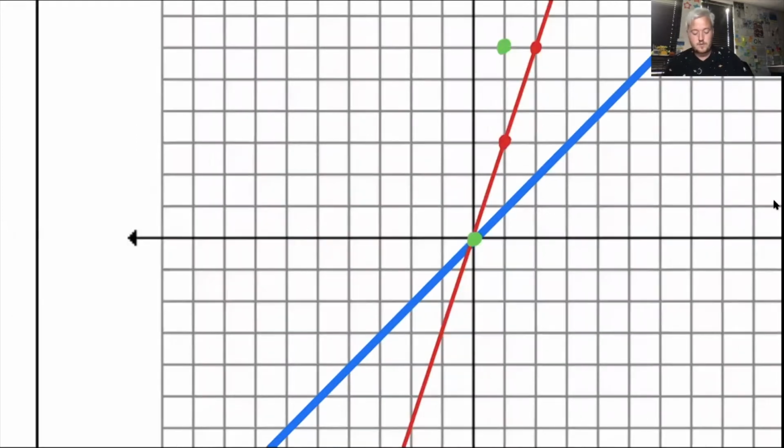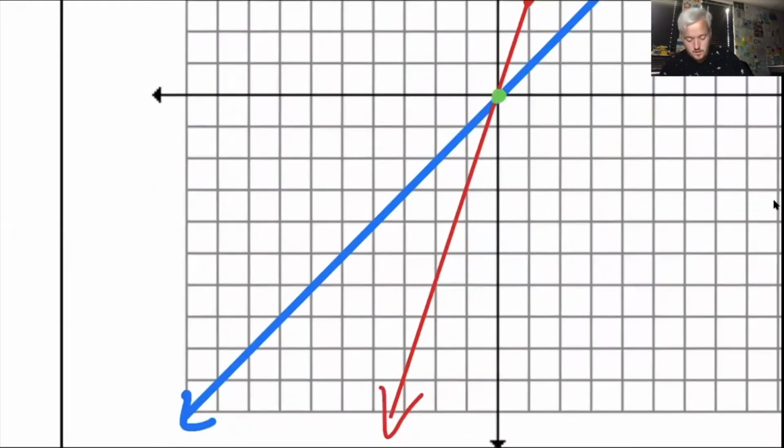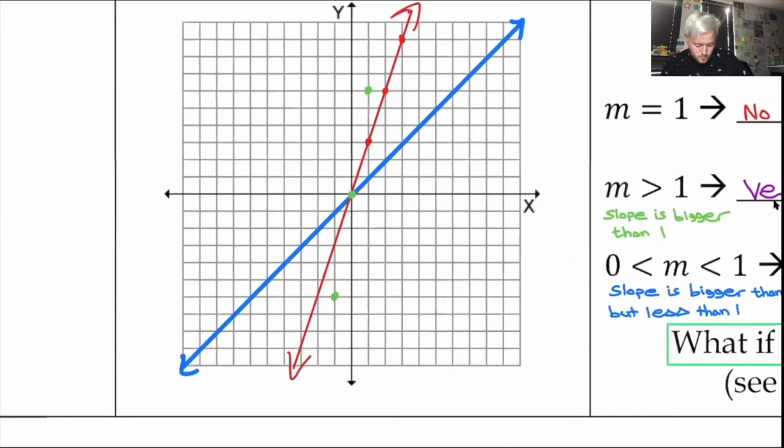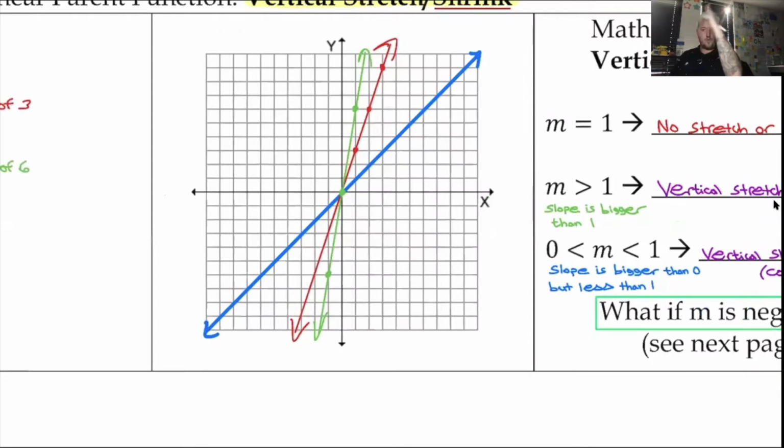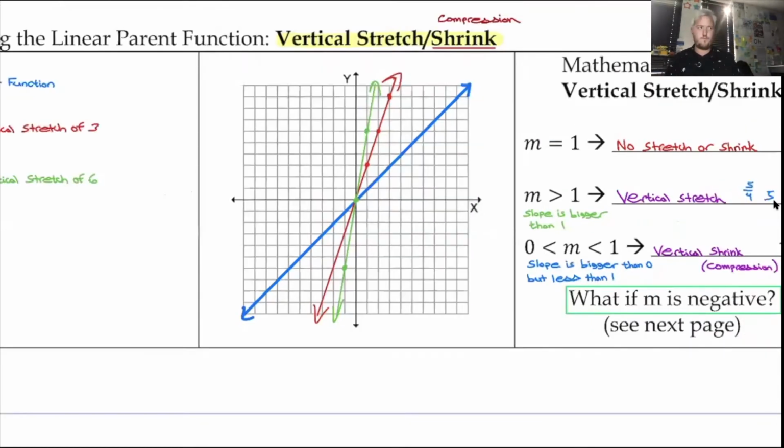Can't go up another 6, so I'm going to go the other way. 1, 2, 3, 4, 5, 6 over 1. All right, so I'm going to draw and extend my line. As you see here, the line is getting steeper and steeper. It's going to keep getting more and more vertical. So that's how you know it's being stretched. It's getting more vertical.